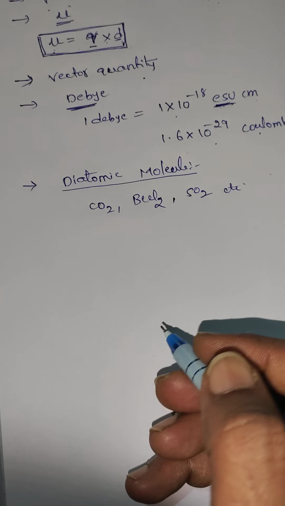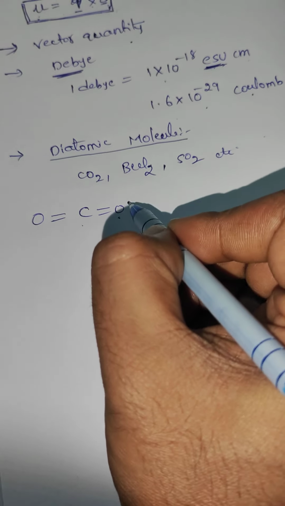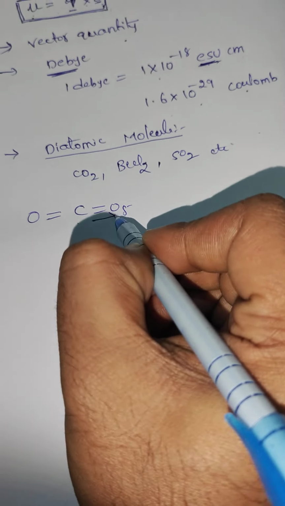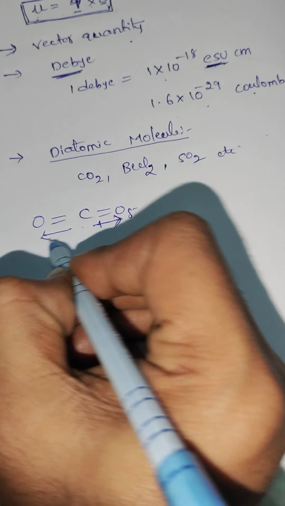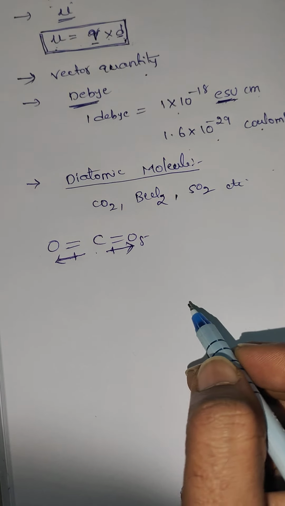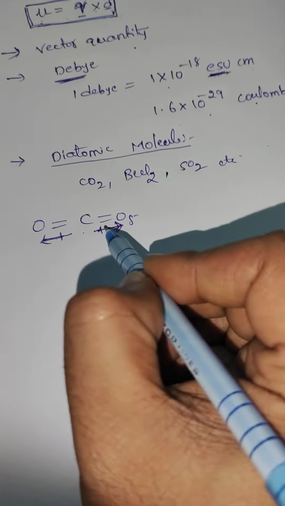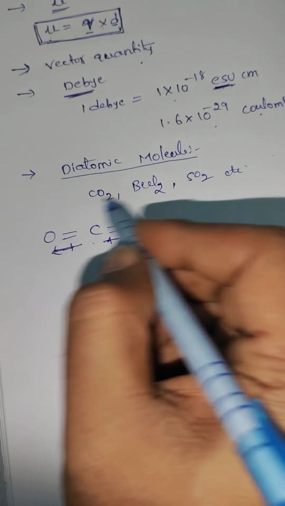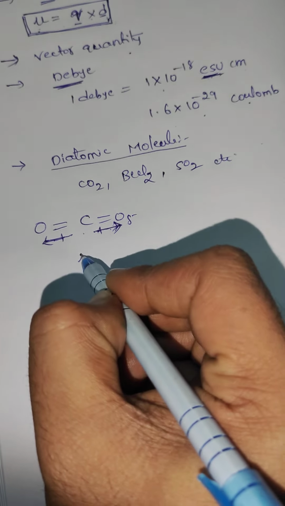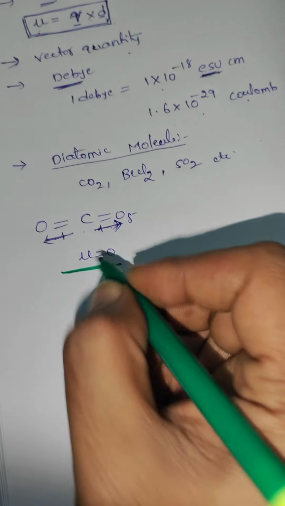How do we calculate the dipole moment? Take CO2. This is the structure of CO2, carbon and oxygen. Oxygen gets more negative charge, so the direction will be like this, and this is the symbol for the dipole moment. Here also the direction will be like this. According to vector quantity, opposite directions cancel, so these two cancel. When these two moments are equal, there is no net moment at the central atom, which means the dipole moment mu is equal to 0.